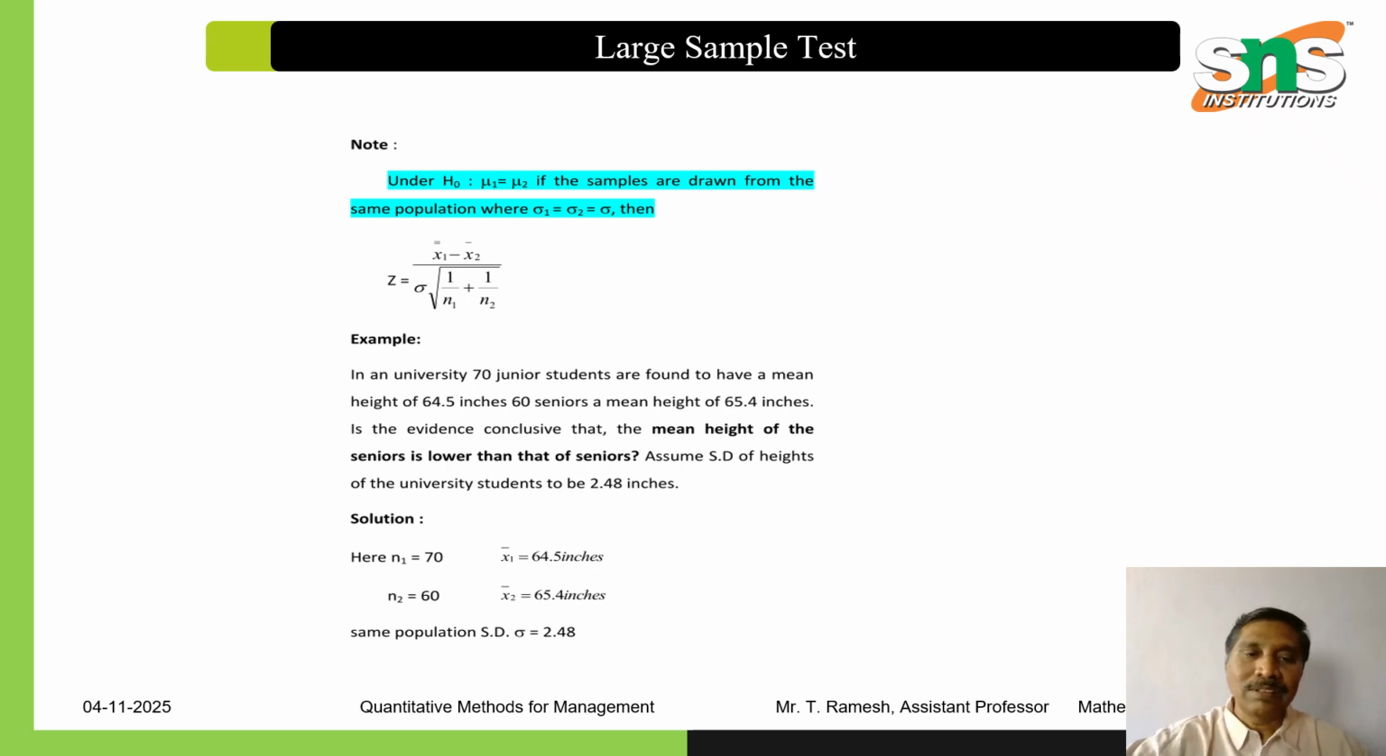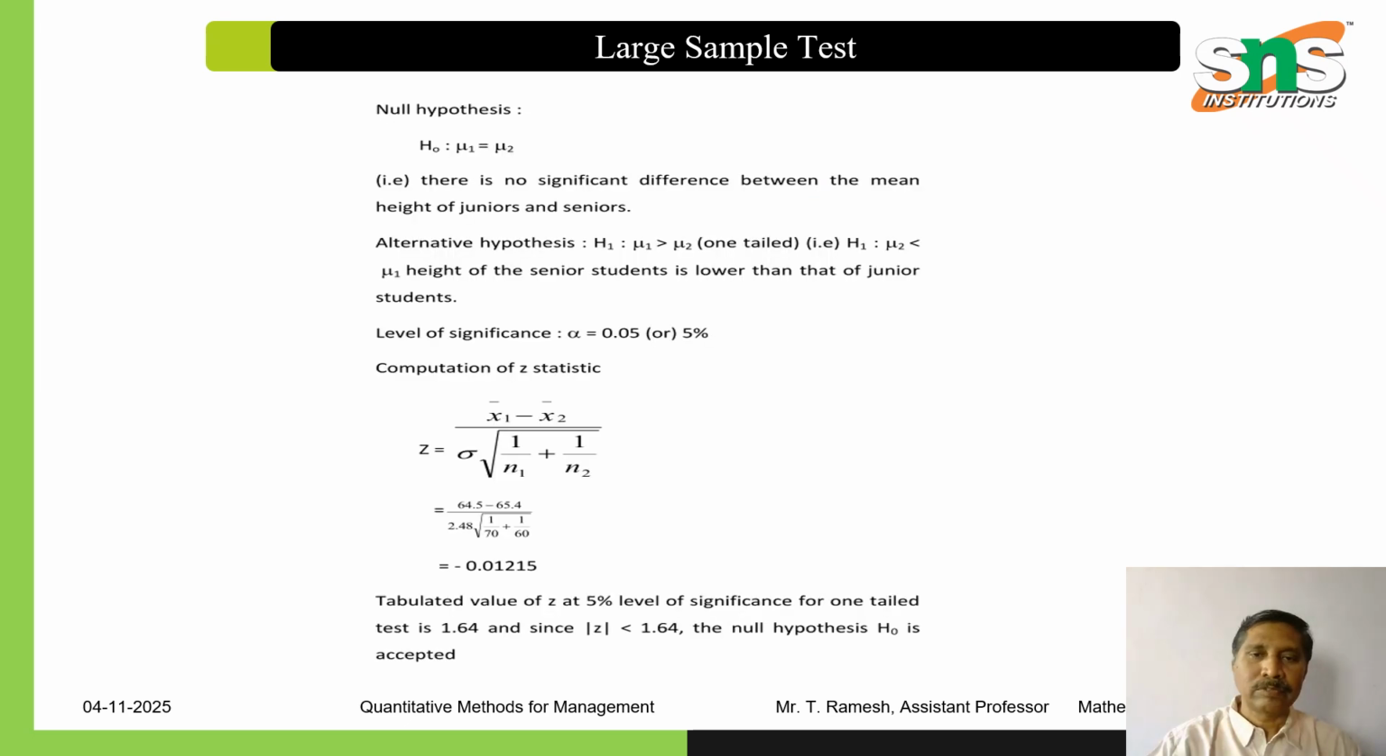Okay, we check it. The solution: what is given? The null hypothesis H naught is mu1 is equal to mu2. There is no significant difference between the mean height of juniors and seniors. The alternative hypothesis is mu1 is greater than mu2, that is, the height of the senior students is lower than the junior students. The level of significance is 5%, that is 0.05.